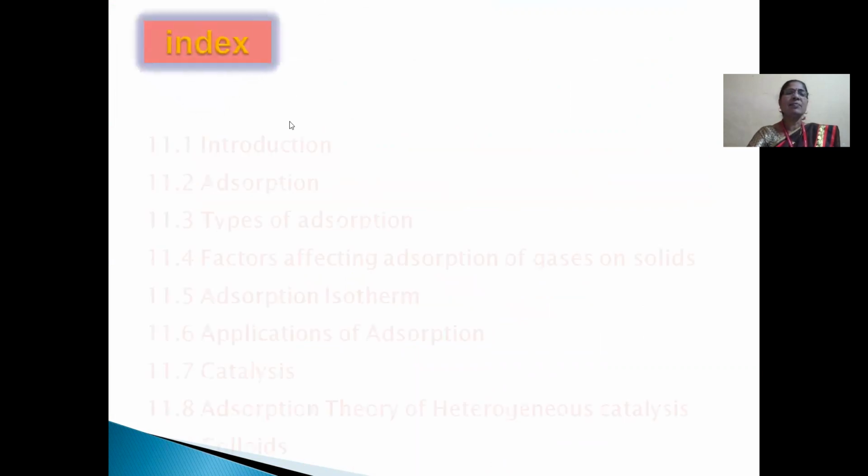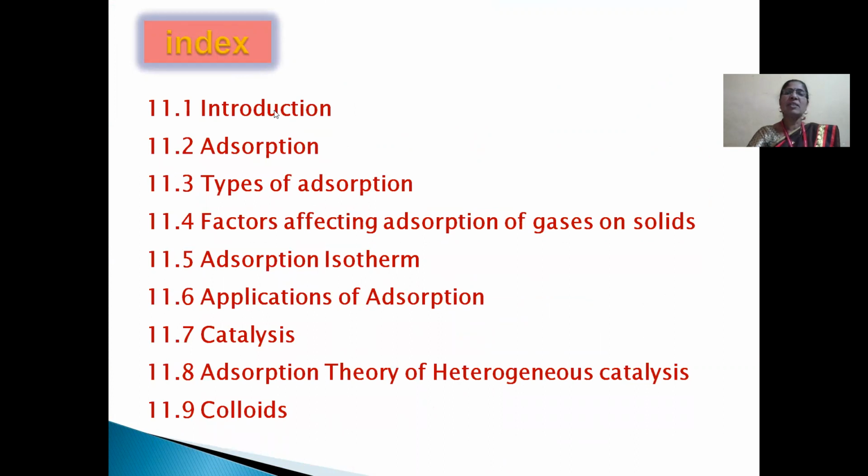This chapter involves the following points: adsorption, types of adsorption, factors affecting adsorption of gases on solids, adsorption isotherm, application of adsorption, catalysis, adsorption theory of heterogeneous catalysis, and the last one will be colloids.